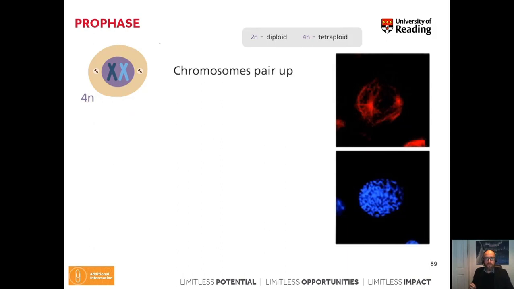In the prophase, which is the first phase of the mitosis, our chromosomes pair up. And this is quite nicely shown both on the left-hand side, where you can see the chromosomes, and also here on the right-hand side, where you see the DNA staining. Those are all chromosomes. And the cytoskeleton is also rearranged.